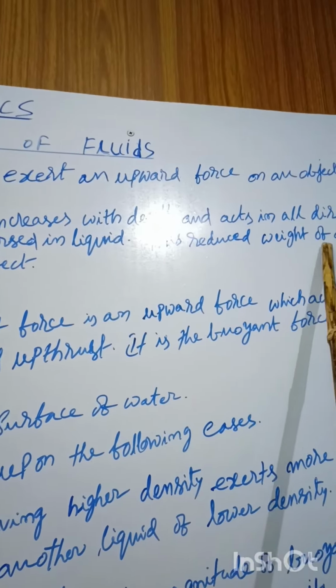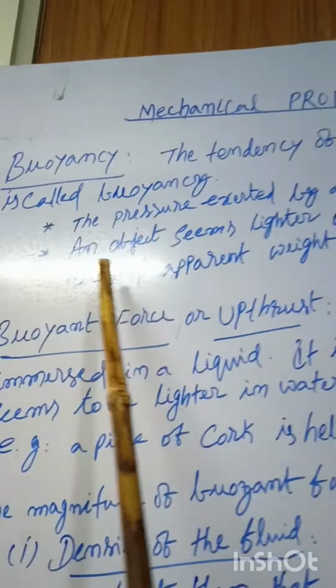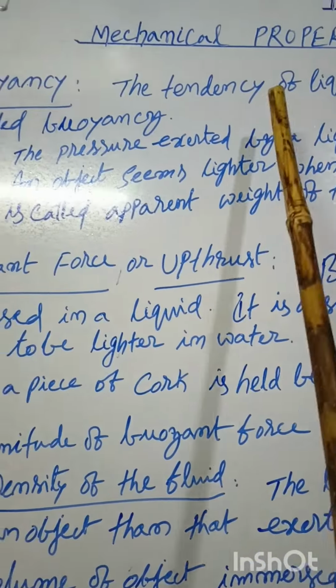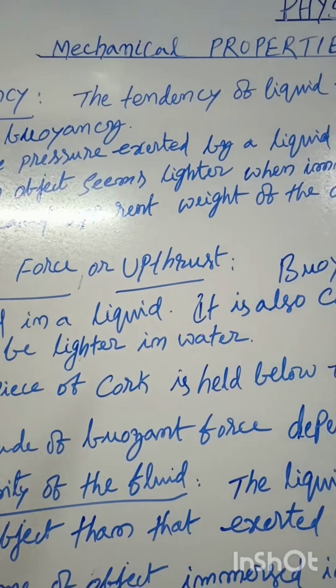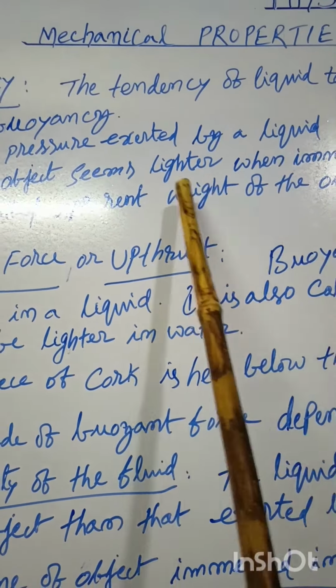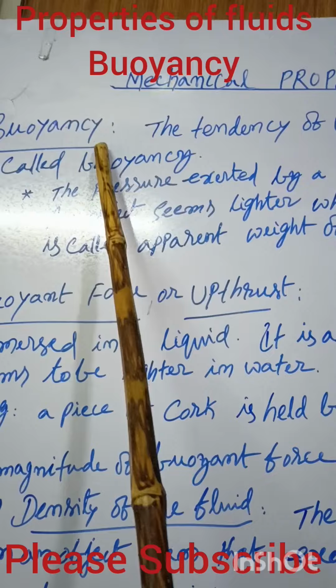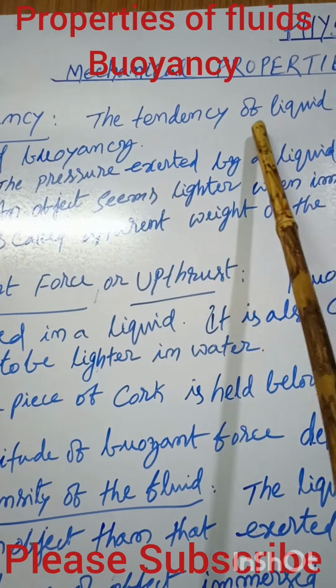This reduced weight of an object in liquid is called the apparent weight of the object. It means whenever an object is immersed in liquids, it seems to be losing some weight. The original weight won't change, but it seems lighter because of this buoyant force. Why it is, we'll see.